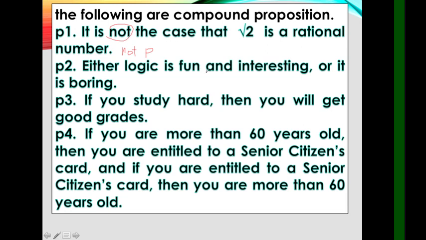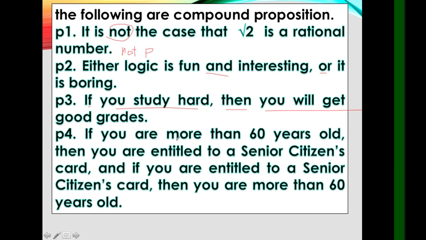Either logic is fun and interesting, so logic is fun, logic is interesting. So it has two. Or another, it is boring. So we have three declarative sentences here that are separated by the words and, or. P3: if you study hard, then you will get good grades. So if P, then Q. You study hard, that is a declarative statement. You will get good grades, that is a declarative statement.